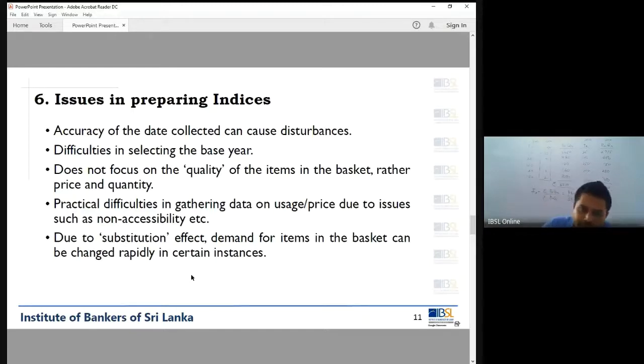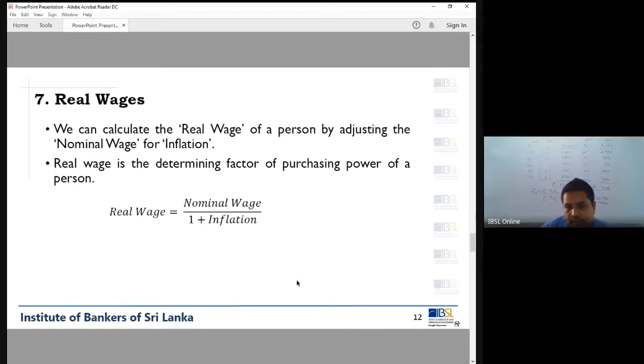That's about the issues. Now let's discuss two more factors that shall be somewhat useful in indices related discussions, right? The first one is the real wage that is going to come as a result of the inflation of a particular country. In the text, we can calculate the real wage of a person by adjusting the nominal wage for inflation.